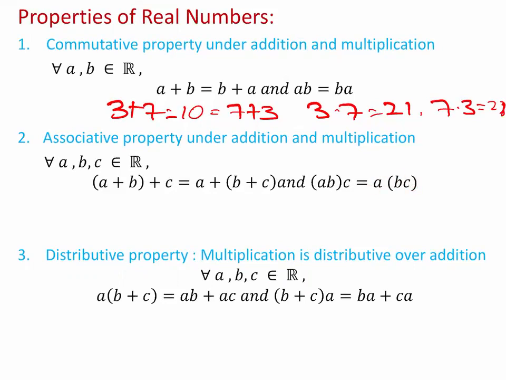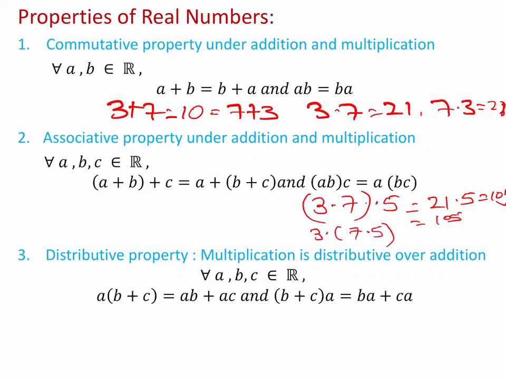So for example, for multiplication, consider 3 times 7 times 5. You will multiply 3 times 7 first, that is 21, times 5, that is equal to 105. And if you multiply 7 and 5 first, that will be 35. So 3 times 35 is also the same as 105.